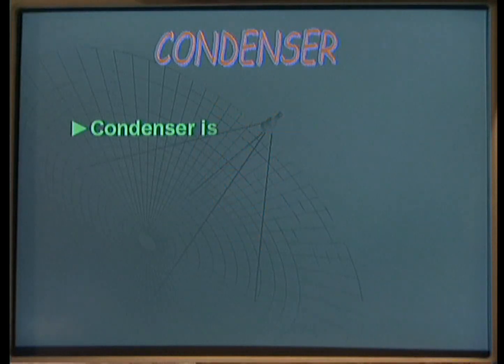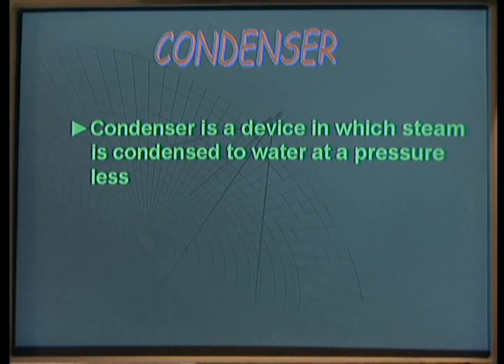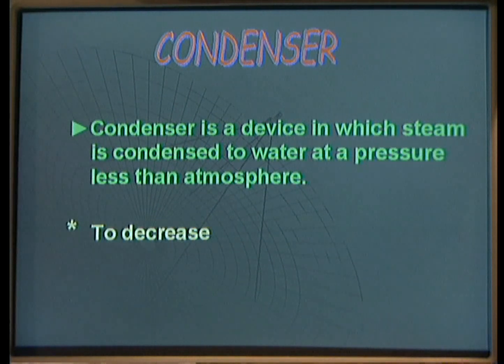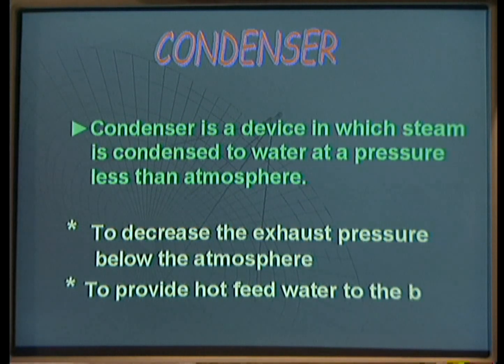What is the definition of condenser? First of all, you can see condenser is a device in which steam is condensed to water at a pressure less than atmosphere. A condenser is a device that mainly converts the output steam of the turbine into water at a low pressure. This is the main idea of condenser.